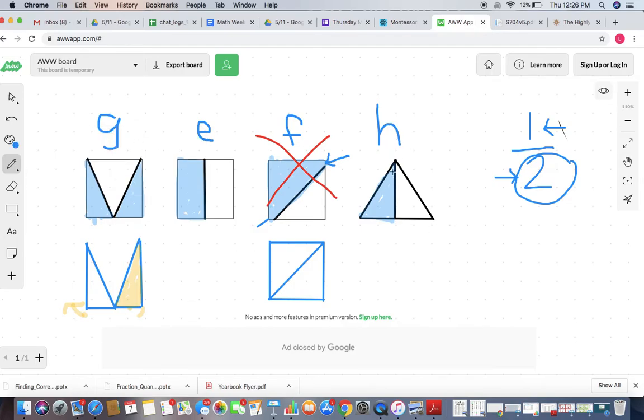Now let's go back and check out option H. We have a triangle now. We have two parts, and one exact half is shaded in. They're the exact same size, they're equal parts, so that one works out. Then we get to G, which is interesting. How am I supposed to know if this is exactly half?